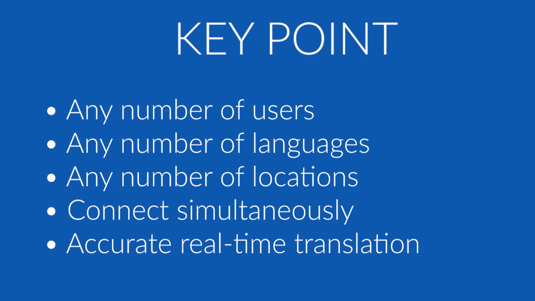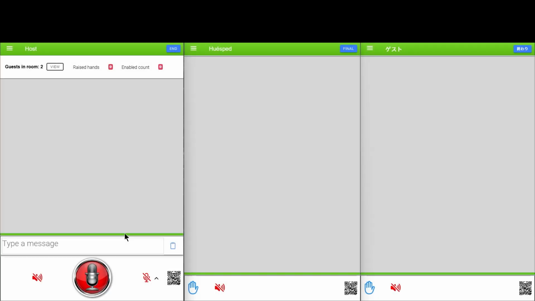Key point: any number of users with any number of languages from any number of locations can connect simultaneously and receive accurate real-time translation. Broadcast mode has evolved beyond simple presentation format. Participants can now request permission to speak using the raised hand feature. Notice the hand icon in the bottom left corner of the participant screen. When they click this, it sends a notification to the host.